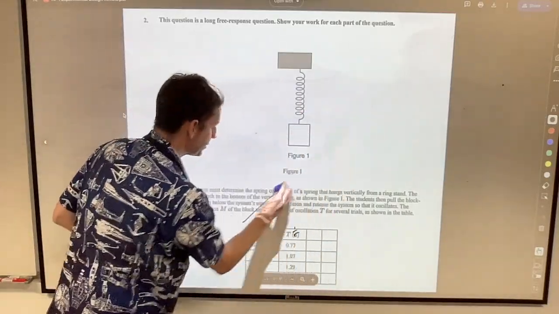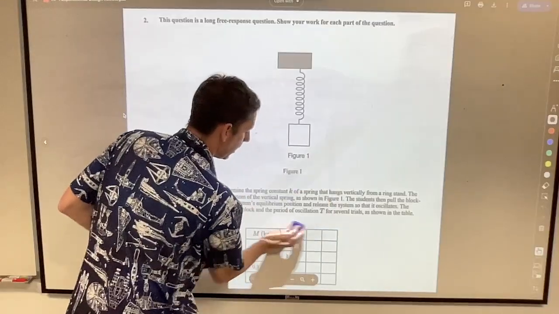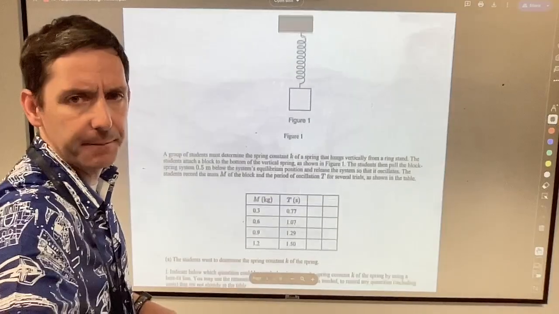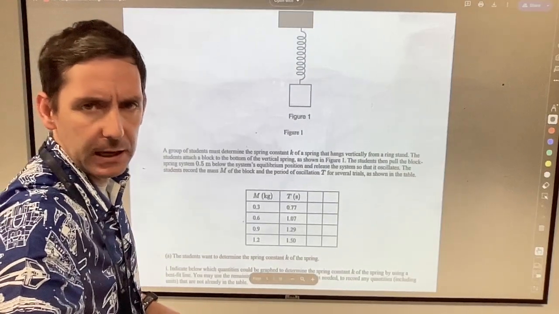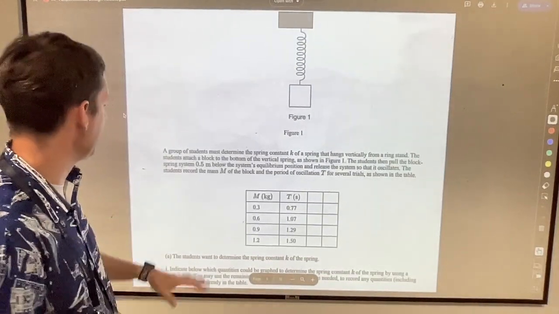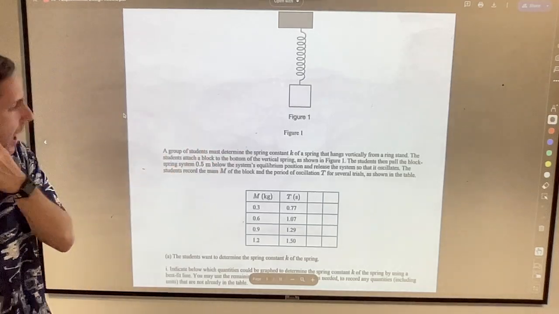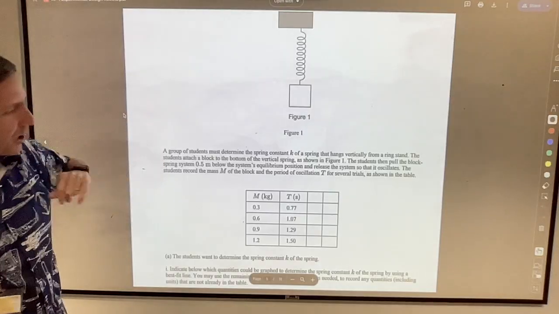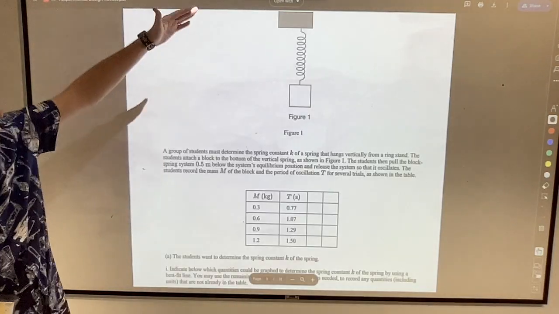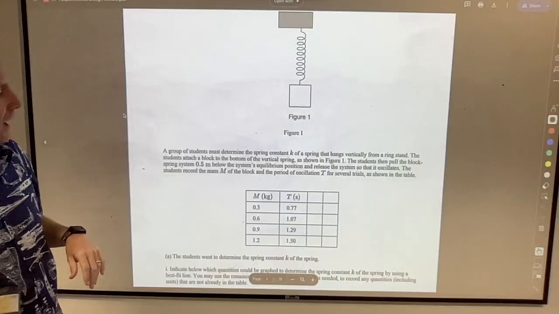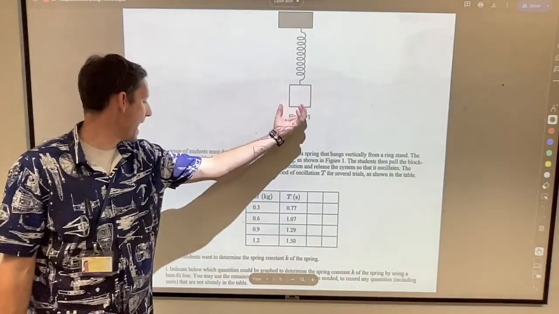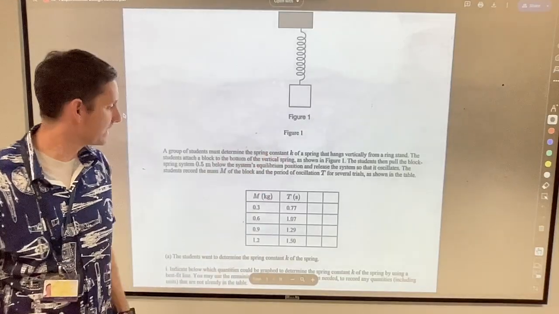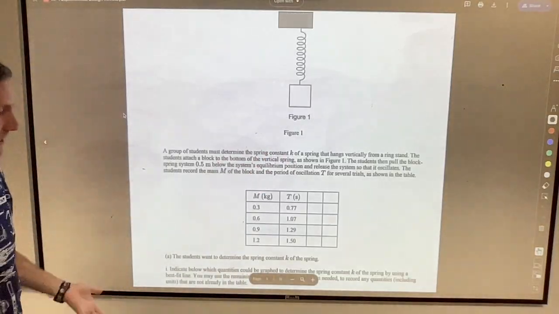Again, if you want to read all the words on this question, you can. You can pause it. Let me scroll it up just a little bit. From there you should be able to read the introduction of the problem. But essentially, we've got a block. The block is hanging on a spring, right? It's hanging from a ring stand. The block is pulled down 0.5 meters, so 50 centimeters, and then they release it, which allows it to oscillate.